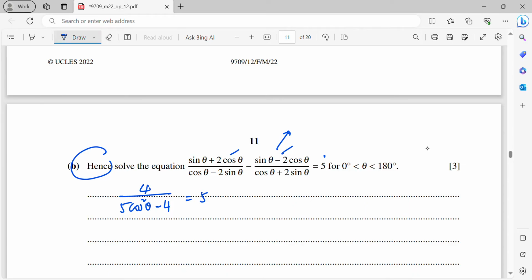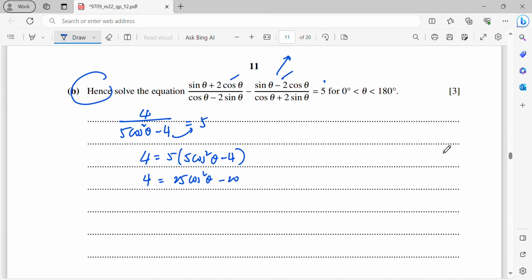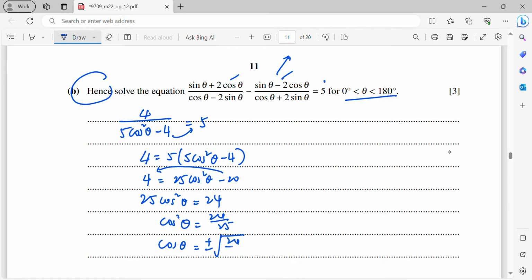Okay, so now just move the denominator to the right side. So I get 4 equals to 5 times 5 cos squared theta minus 4. Then here you will be getting 25 cos squared theta minus 20 equals to 4. And now we need to find the theta between 0 and 180 degrees. So now I will get 25 cos squared theta. This minus 20 moved to the other side becomes 24. Then now my cos squared theta is going to be 24 over 25. Hence my cos theta will be plus minus square root of 24 over 25.